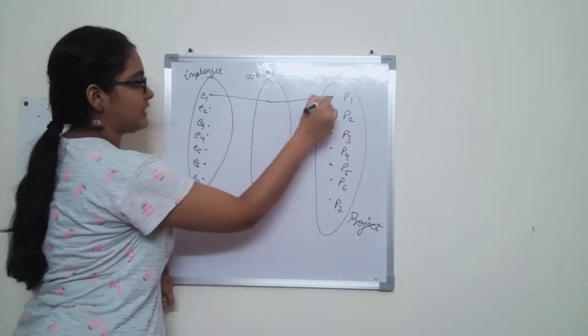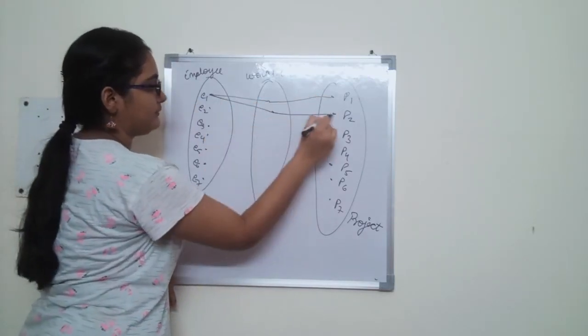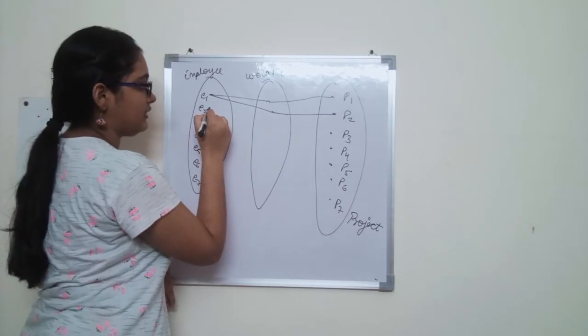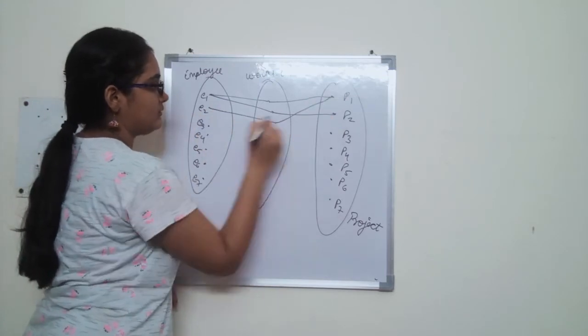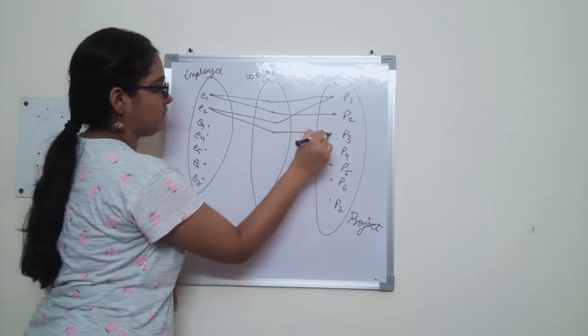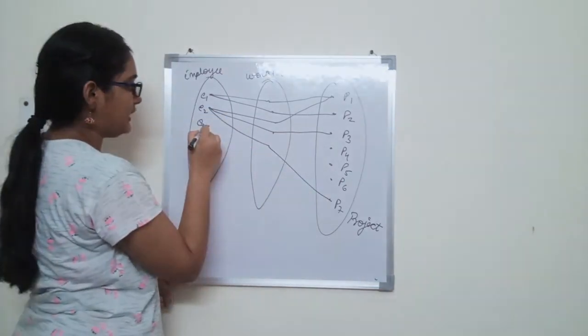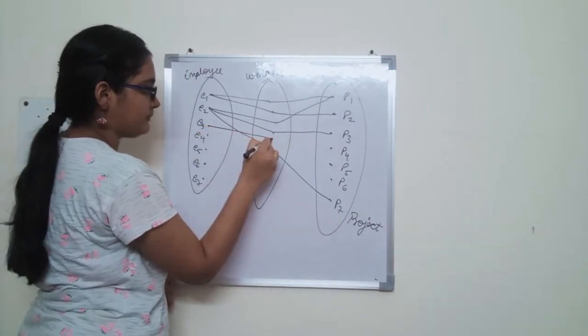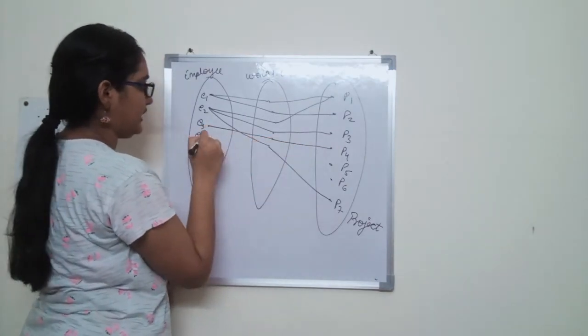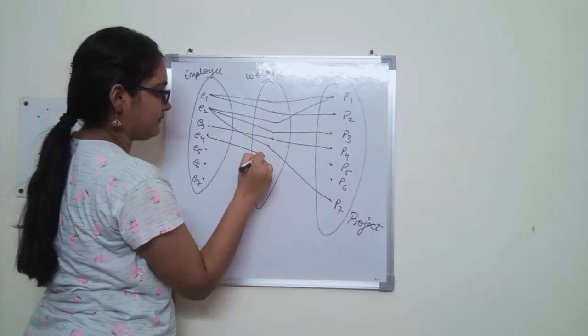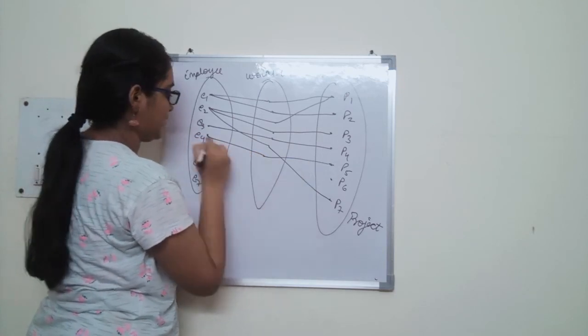E1 can work on many projects. Let us say it is working on 2 projects. E2 is working on 3 projects. E3 is working on 1 project. E4 is working on 2 projects.